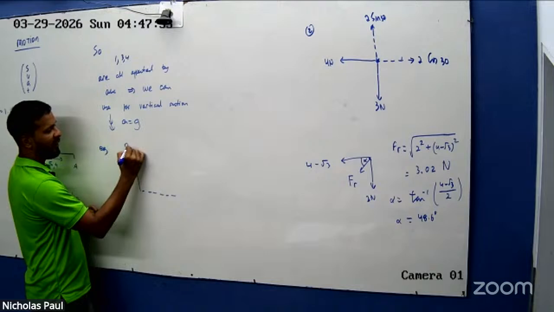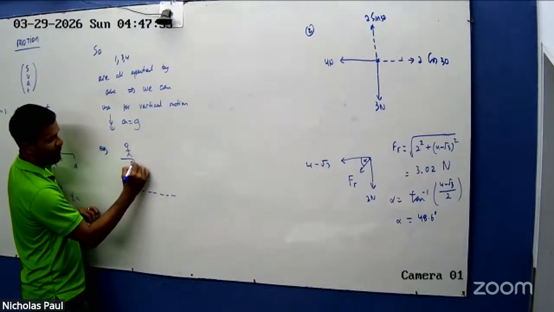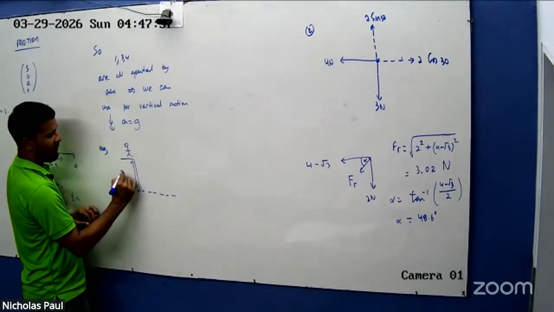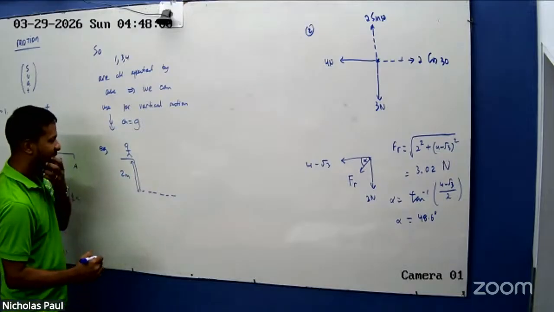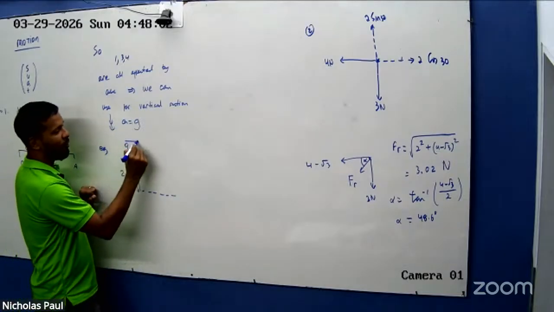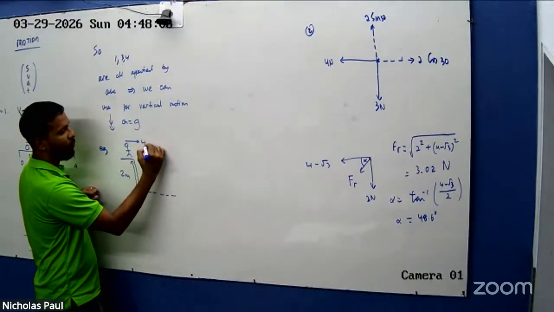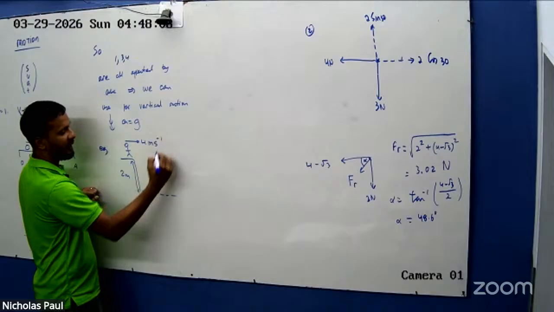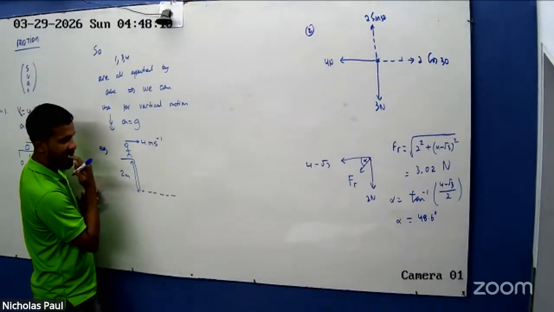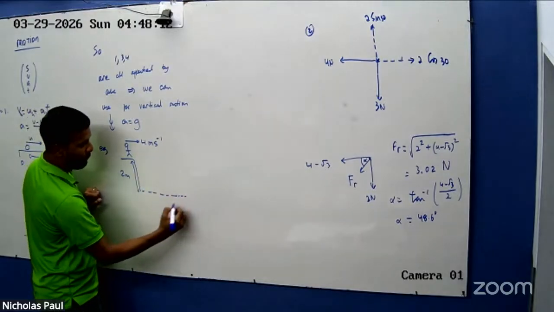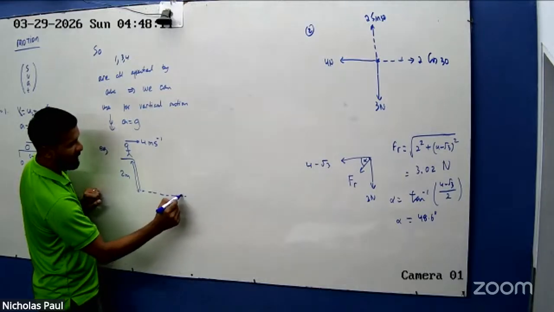We have a little fellow here, fed up with his cape life. So he runs off here with a horizontal velocity of 4 meters per second, and he's going to hit somewhere here, right?